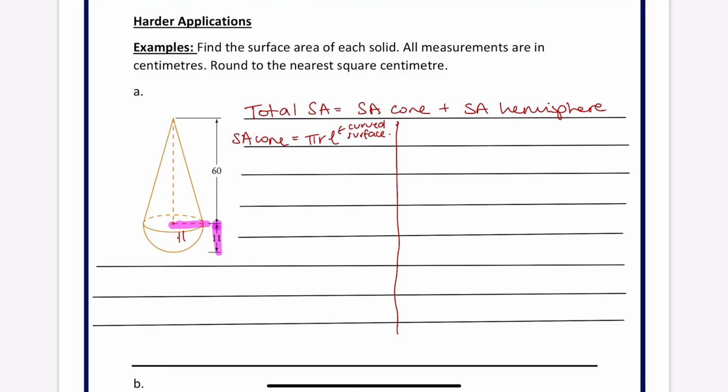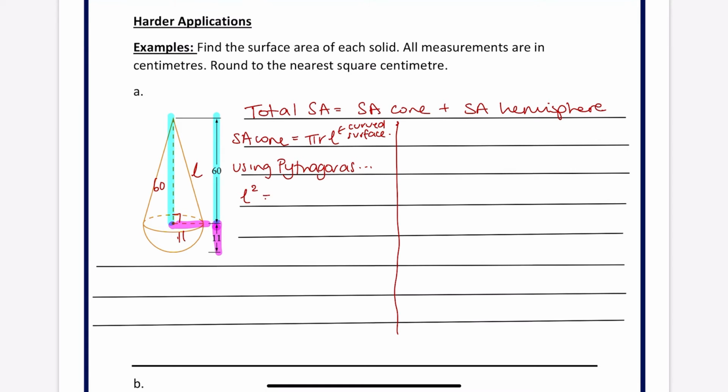Okay, so now our slant height is actually a lot harder. What we have is the perpendicular height, not the slant height. So we need to use the perpendicular height to form a right angle triangle and use Pythagoras theorem. Okay, so I'm going to call this our slant height L, like it is in the formula, and we're going to use Pythagoras to find the slant height. So the slant height is the hypotenuse in this case.